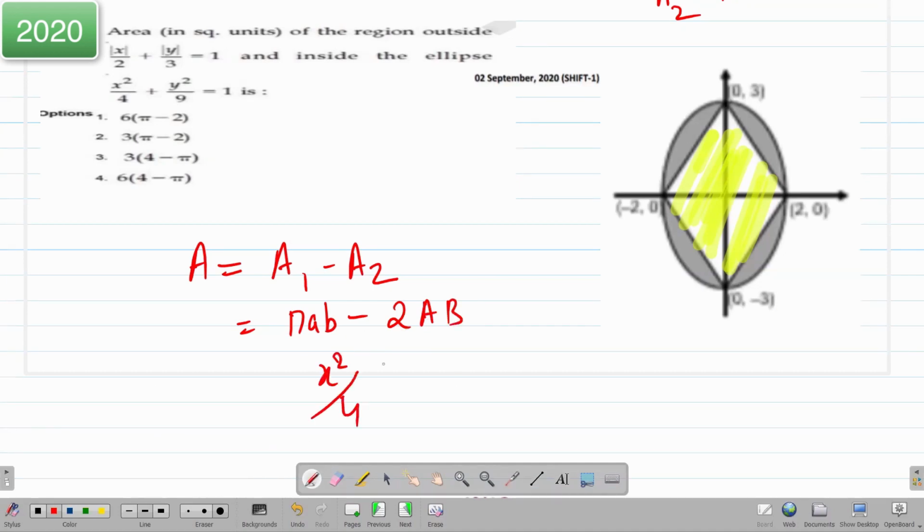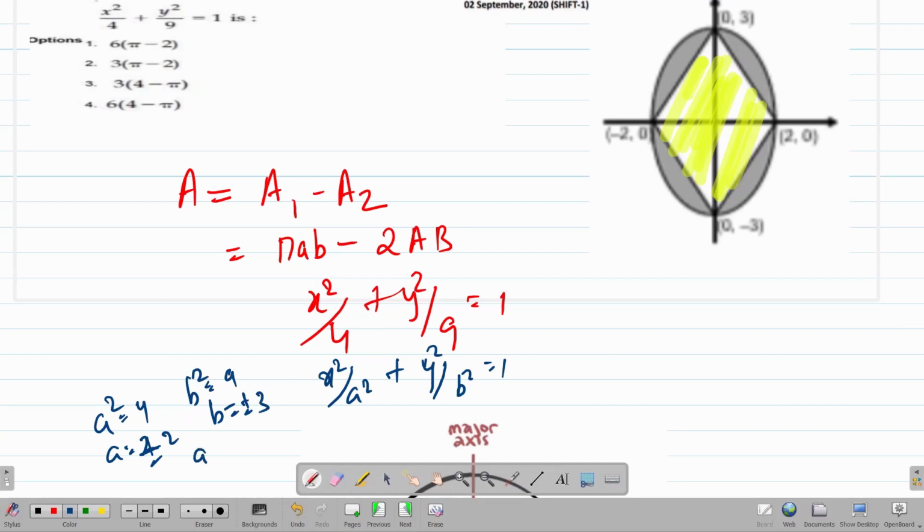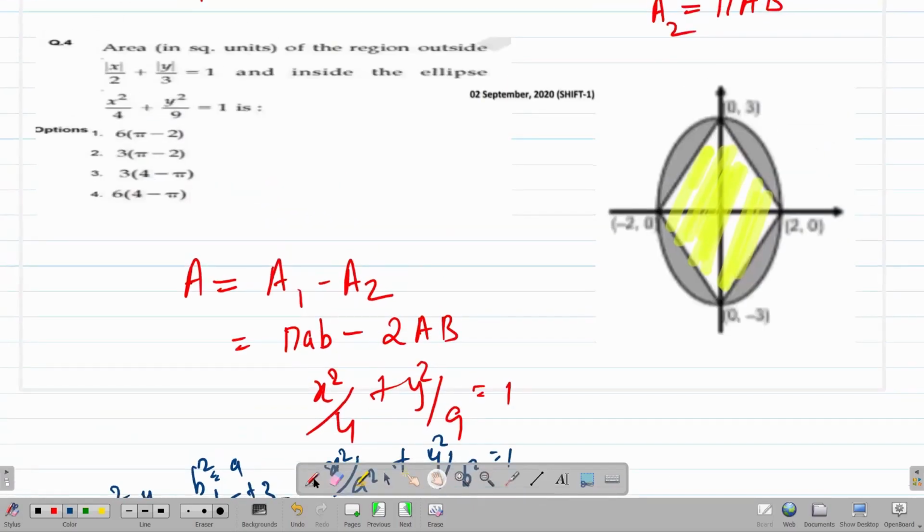The ellipse is here x square by 4, y square by 9 equal to 1, which is comparable to x square by A square, y square by B square. So from here, A square is 4, so A is equal to plus minus 2. B square is 9, so B is plus minus 3. So my A is 2 and my B, small b, is 3. And one of the lines from these 4 cases is x by 2 plus y by 3 equal to 1.